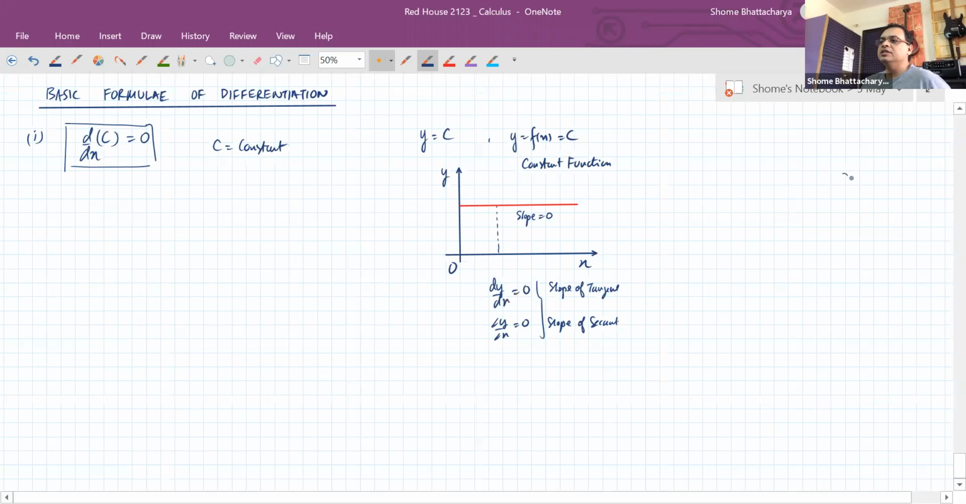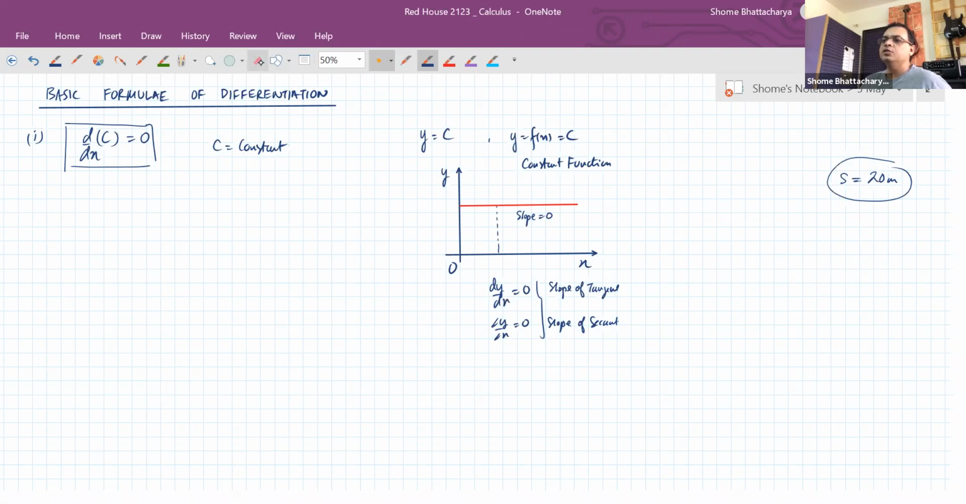Like if I say that distance is constant, it's 20 meters, that means it's not moving at all. So what should be the instantaneous velocity? It should be 0. What should be the average velocity? It should be 0 because it's not changing with respect to time. So it's something very obvious. It's almost too obvious to define.